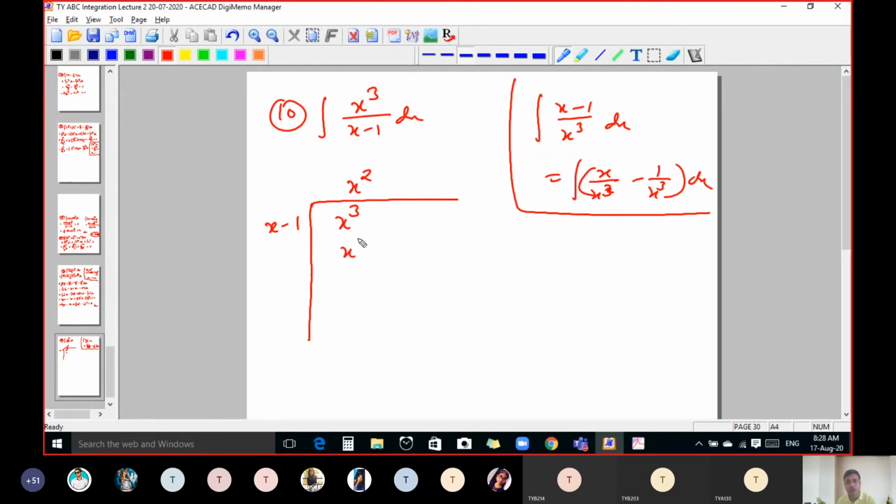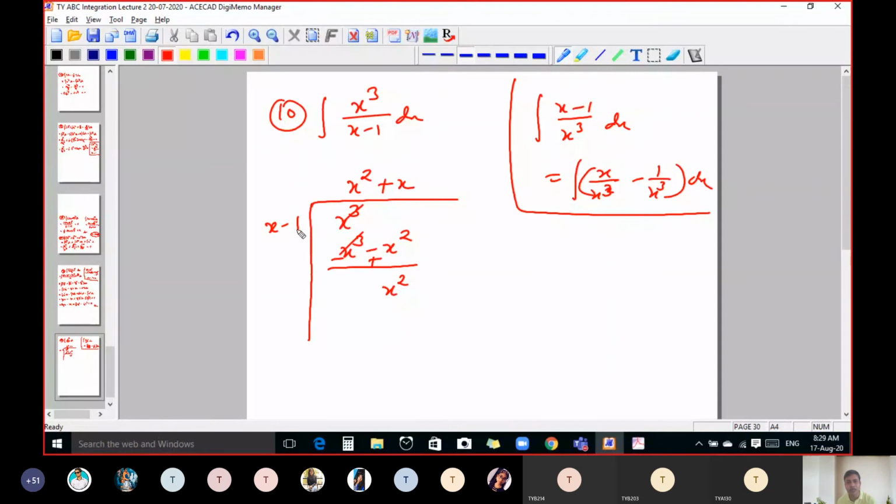So we get x cube minus x square. And now change the sign of this second function, so here minus plus. Now x cube minus x cube cancel, so we get only x square. Now once again this x square divided by x, what we get? x. So you have to write plus x here, because x square divided by x is x.